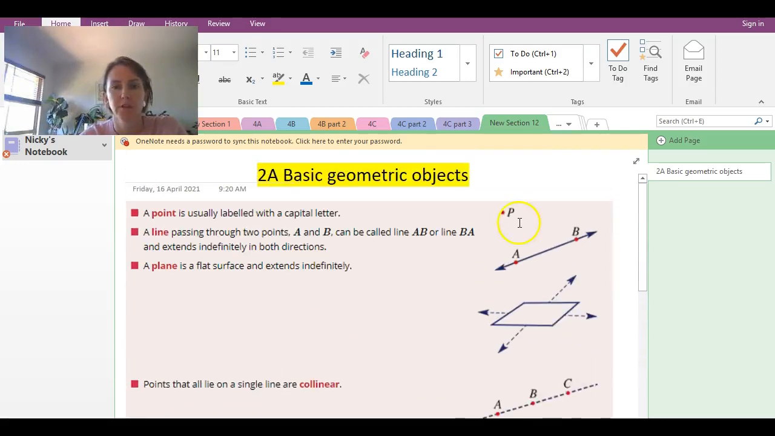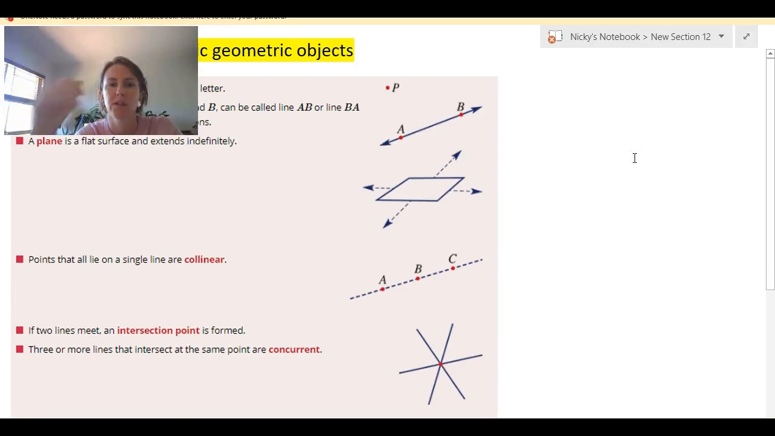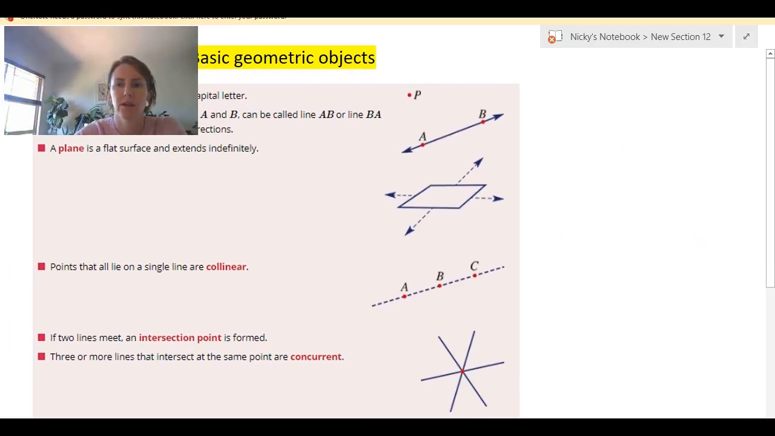Hi team, I've got a video today on 2A, which is called Basic Geometric Objects in your textbook. Really in this chapter we are talking about how to describe different lines and objects in terms of angles.